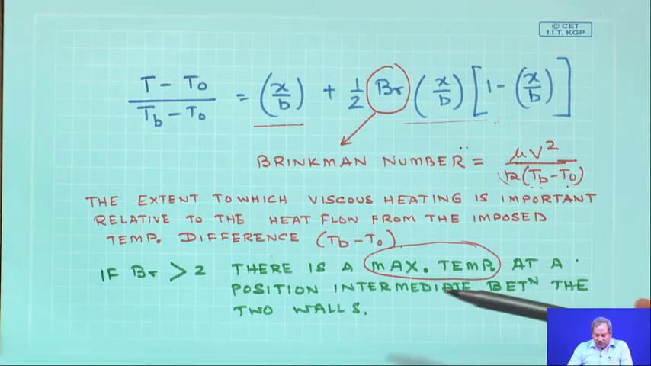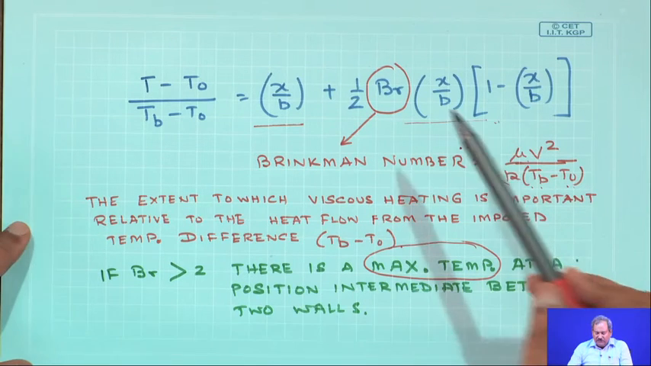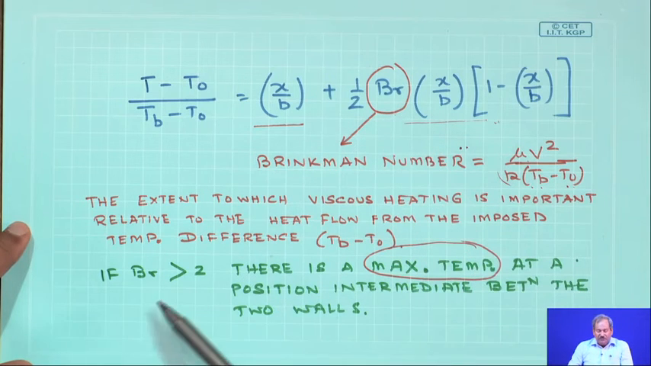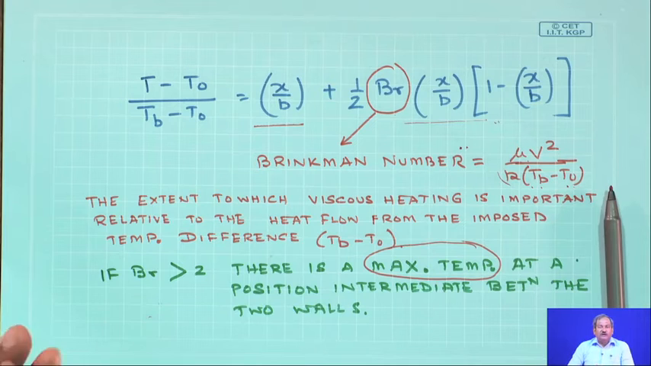So, in any lubrication system where there is viscous heat generation, you must find out what is the value of the Brinkman number. If the Brinkman number is greater than 2, you must do further calculation to find out where is the maximum and what is the value of the maximum temperature for such a system.